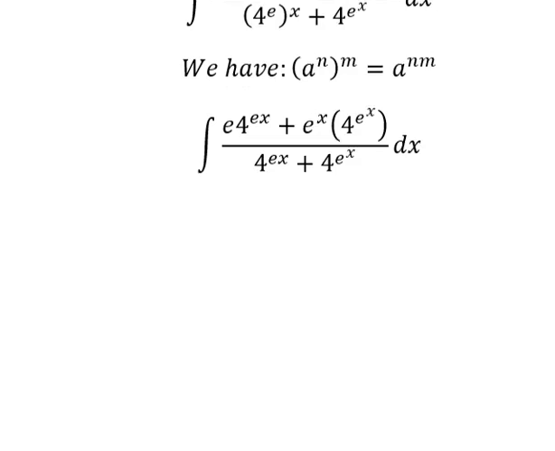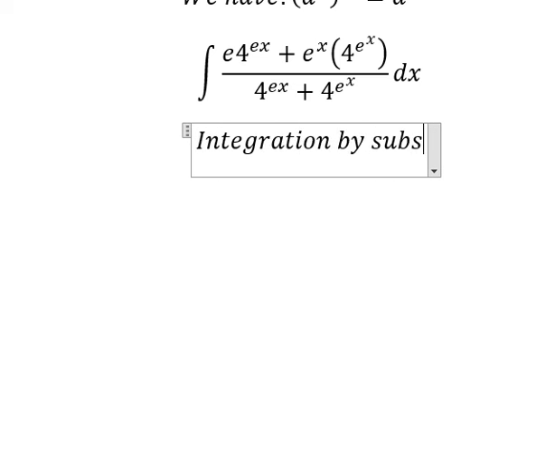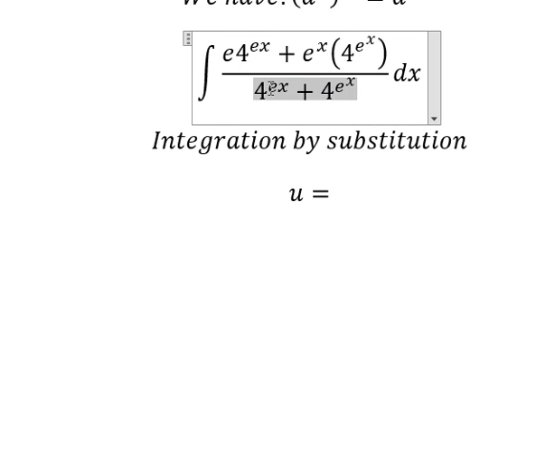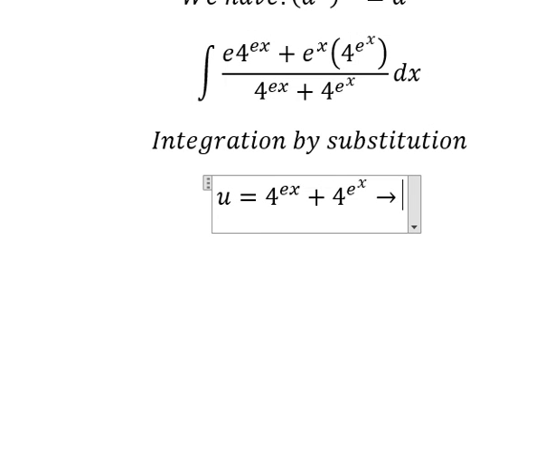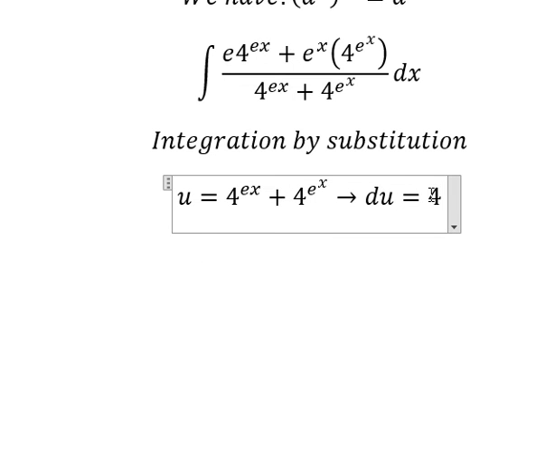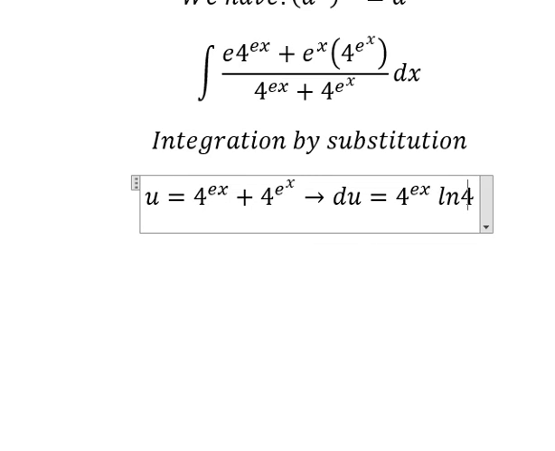Next, we can use integration by substitution. So I will put u equals to this one. Later, we do first the derivative for both sides. This one, we have 4 to the power of e^s, ln 4. Later, we do first the derivative of e^s, so we have e.